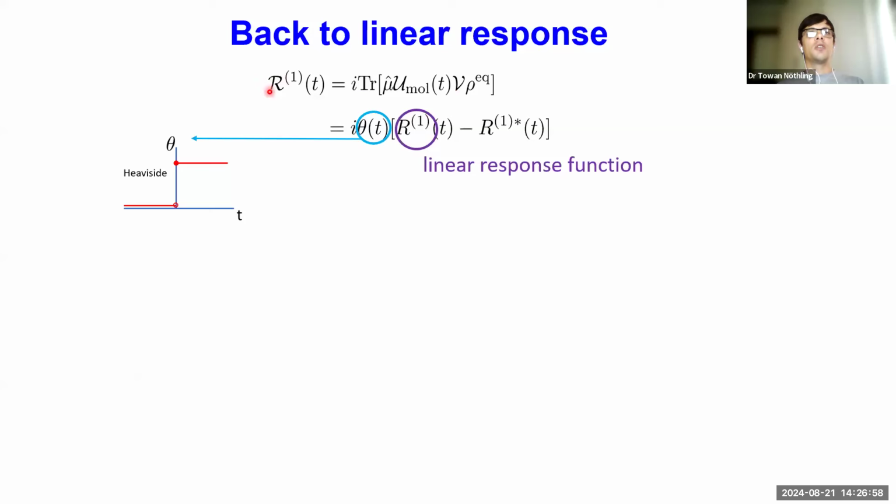Okay, we just saw that we can calculate the first order response function in this form. And by doing some algebra, we can rewrite this expression in this form. This theta is the Heaviside step function. It just prevents anything from happening before the first interaction. And these r's I will also refer to as the linear response function from now on.